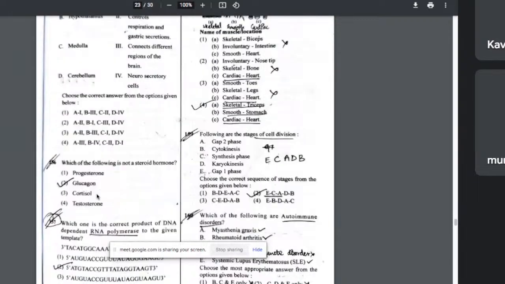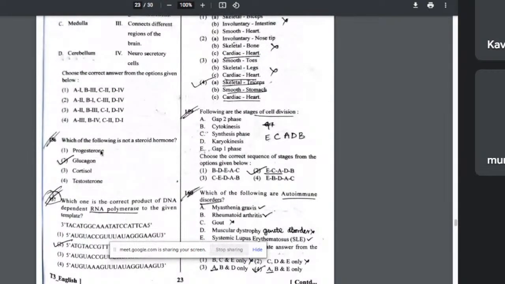156th question: which of the following is not a steroid hormone? The word steroid should be helping you. Cortisol is a steroid hormone. Glucagon is not a steroid hormone, so it is the right answer. The answer for 156 is 2.